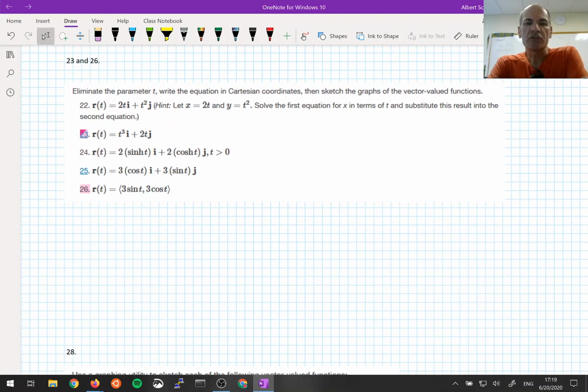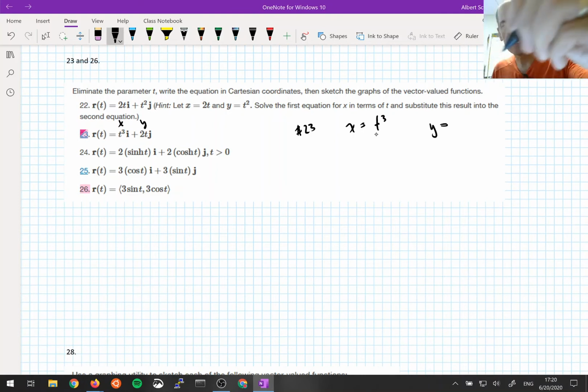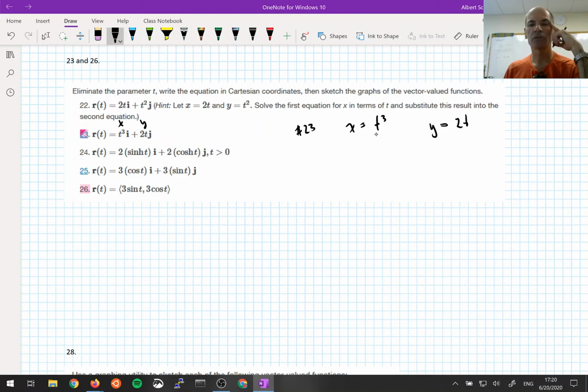All right, in 23 and 26, you're asked to eliminate the parameter t and write the equation in Cartesian coordinates. Then sketch the graphs of the vector-valued functions. The process is essentially acknowledging that this is the x-coordinate and this is the y-coordinate in Cartesian coordinates. So for number 23, we have x equals t cubed, and y equals 2t.